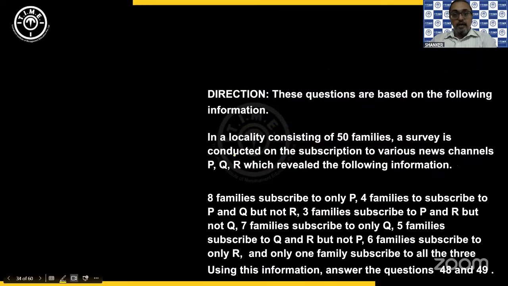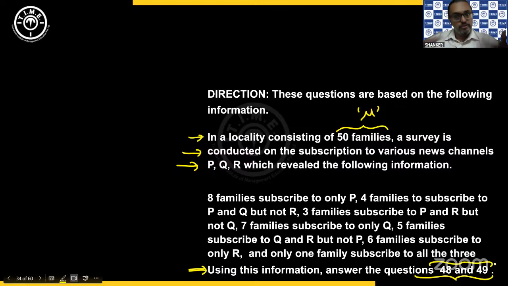Next. Again, Venn diagrams. 50 families, this is mu. In a locality consisting of 50 families, a survey was conducted on the subscription of various news channels P, Q, and R. It is the same set, but two questions were given there, 22 and 23, which we checked. Now, using the information, answer questions 48 and 49. So you already have those values. We can simply answer this.